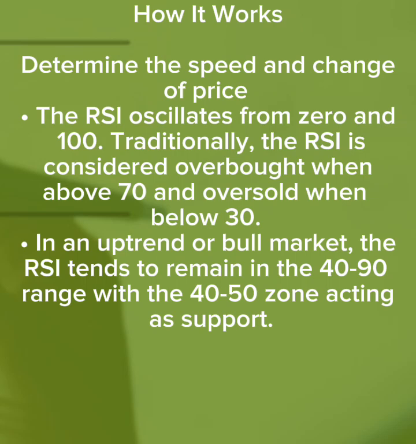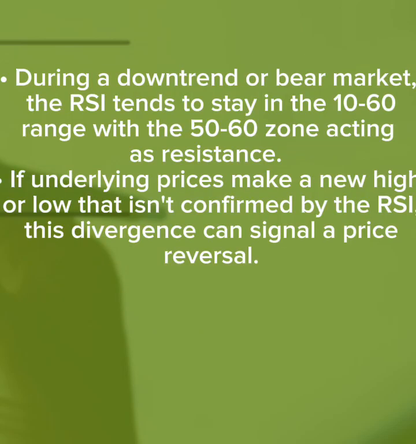In an uptrend or bull market, the RSI tends to remain in the 40 to 90 range, with the 40 to 50 zone acting as support. During a downtrend or bear market, the RSI tends to stay in the 10 to 60 range, with the 50 to 60 zone acting as resistance. If underlying prices make a new high or low that isn't confirmed by the RSI, this divergence can signal a price reversal.